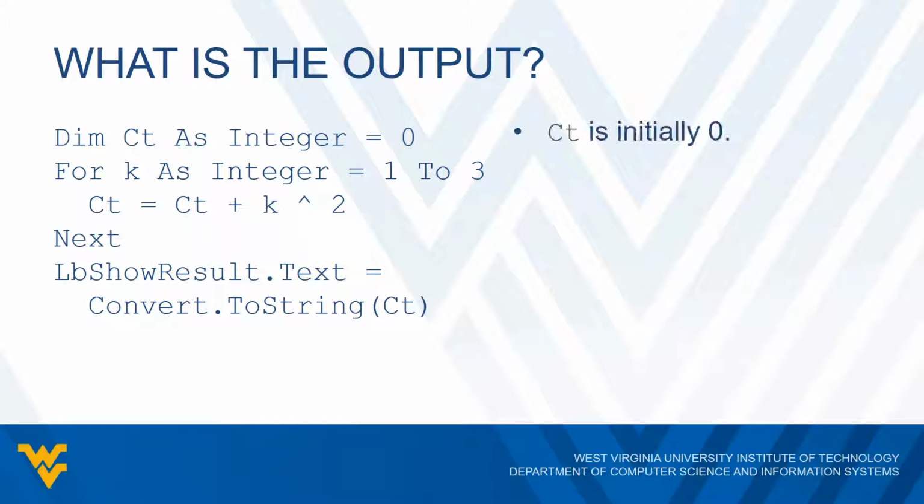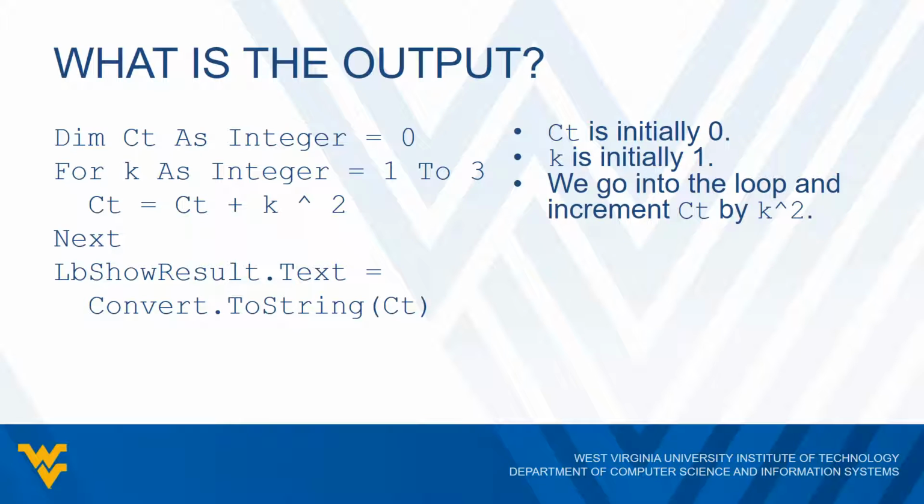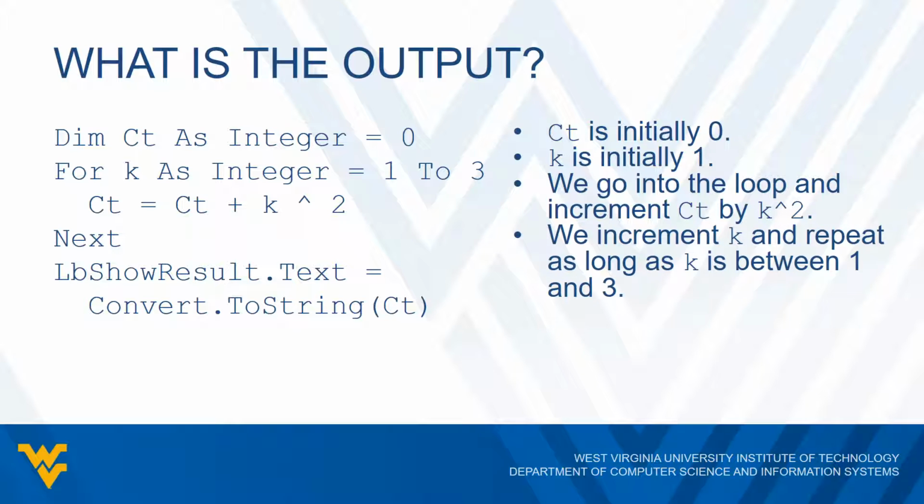So once again, CT is initially 0, and k will be initially 1. And what we're going to do now is we're going to go into the loop, and we're going to increment CT by k squared instead of just k or 2. And we'll keep repeating this as long as k is between 1 and 3. This means that when k becomes 4, we know we're done with the for loop and we would exit.